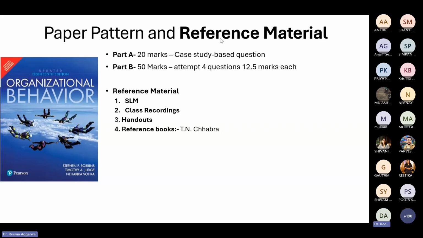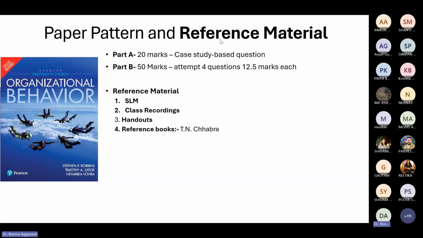Talking about the reference material, obviously you have already received your self-learning material. So that is one point where you could refer. Second is class recordings. All the online classes that I'm taking, in addition to the revision class that I will be taking towards the end, those recordings will be available to you. Now where will you get the recordings? You will find the recordings on the website. And where on the website? On the website there is one tab of PCP. Within that tab, the recordings are available.